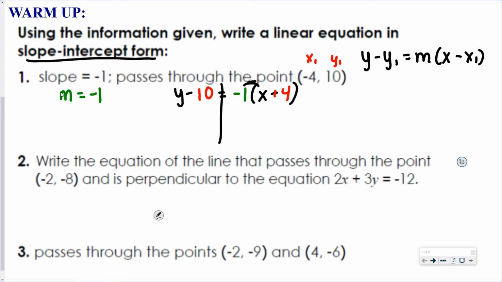So this one isn't too bad. You just distribute the -1 and then add over the 10. So you end up getting -x. If you have -1x, that's fine, plus 6.